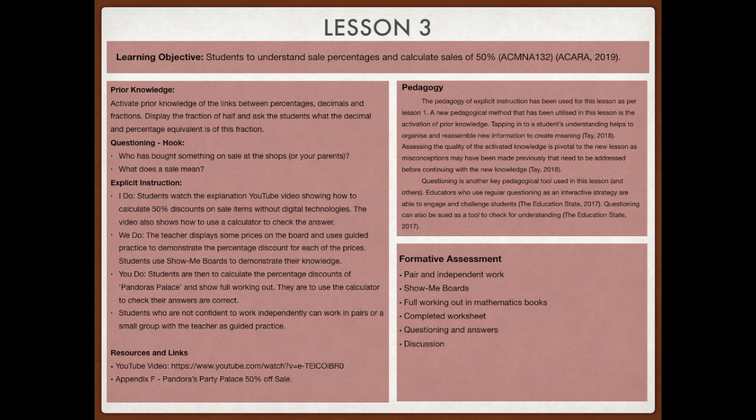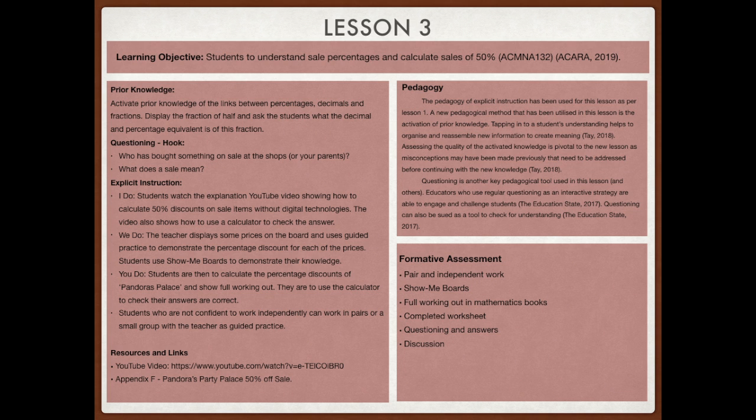Lesson 3 and 4 kind of go together, but lesson 3 starts the scaffolding of working out discounts with percentages for sales, and we start with 50%, which is quite a common bit of an easier percentage to work with, and then in lesson 4 we move on to some more extended learning of that.